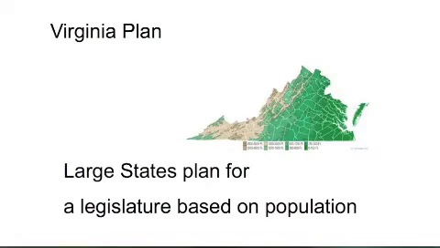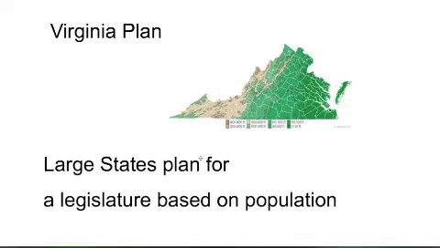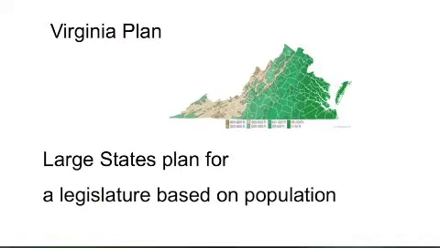The Virginia Plan. The Virginia Plan we already talked about in the Great Compromise. The Virginia Plan was a large states' plan that would represent states based upon their population. Small states would not have as much say in a legislature where you make laws.